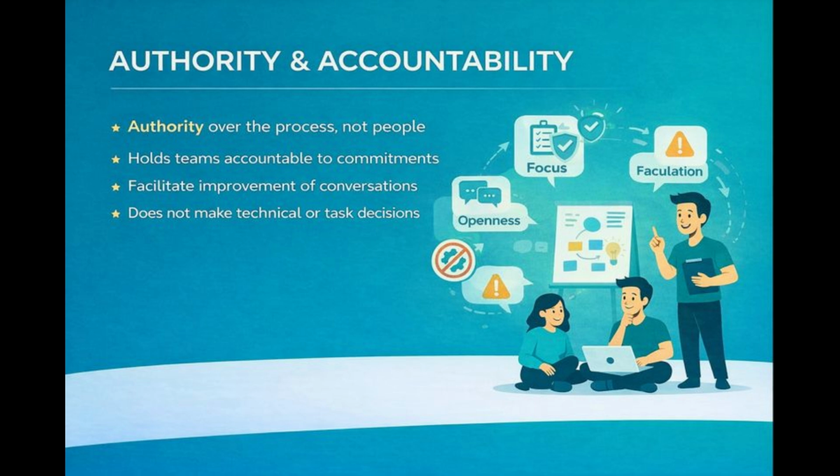This authority applies only to the process, not to technical decisions or individual assignments. The Scrum Master should not dictate how the team writes code or assigns tasks. That responsibility belongs to the team.